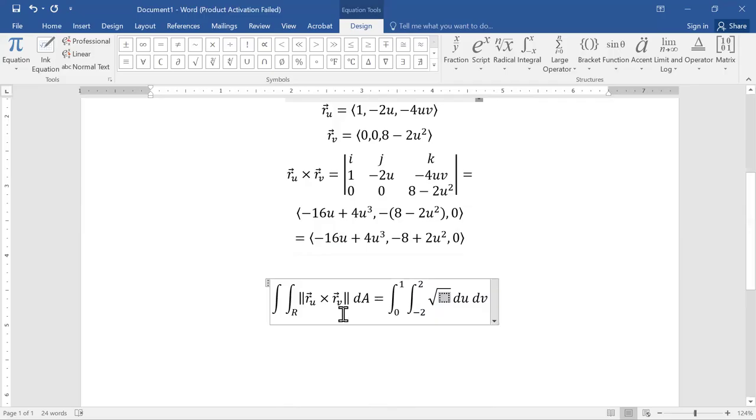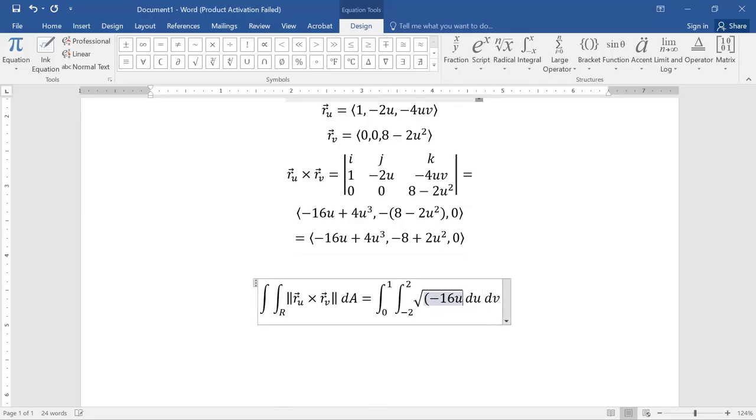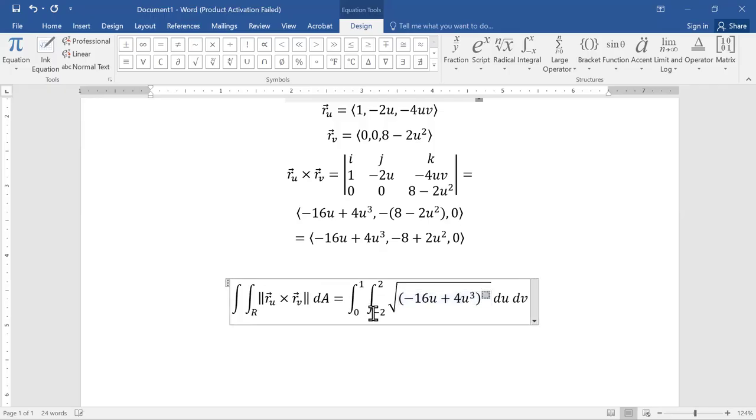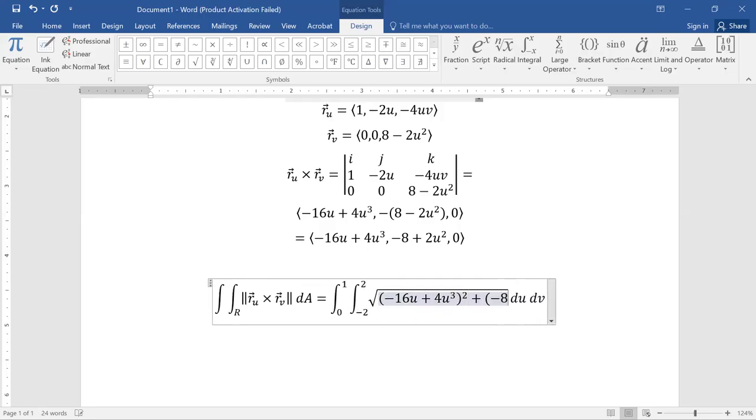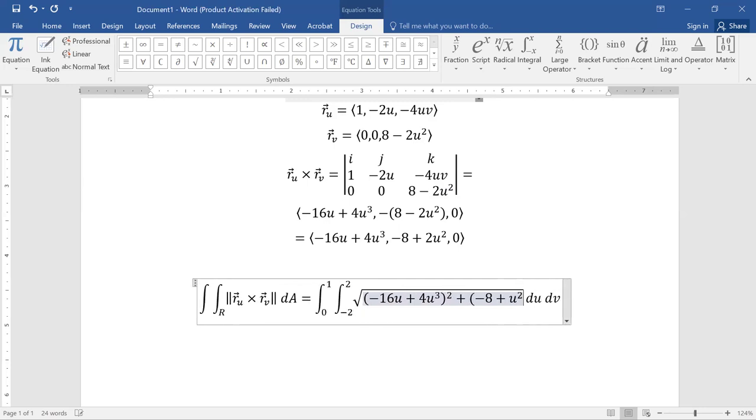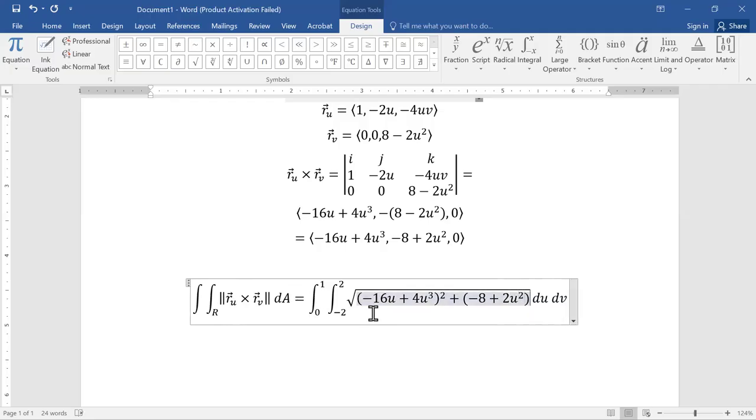The magnitude of that cross product is going to be the square root of negative 16u plus 4u to the third, quantity squared, plus negative 8 plus 2u squared, quantity squared, plus 0 squared. I won't write the 0 squared here.